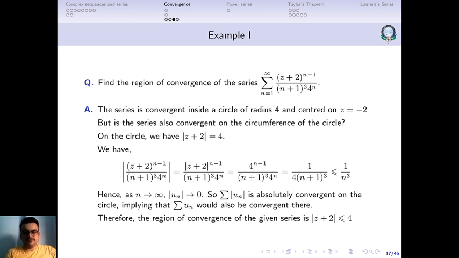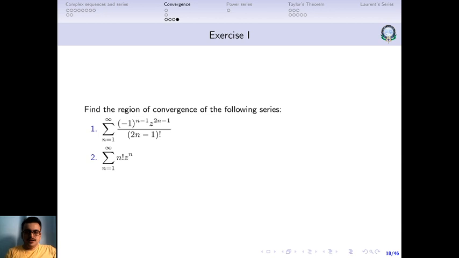So this is one example of how we can obtain the region of convergence using these different theorems of convergence. Now this is an exercise which I've left you, just 2 problems.